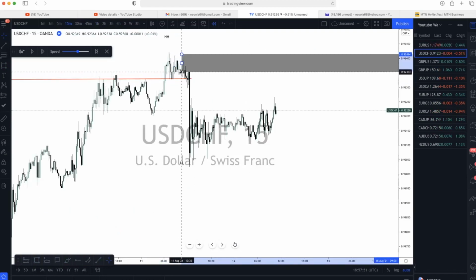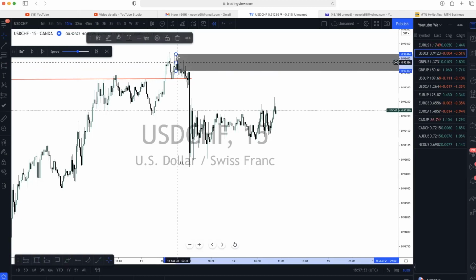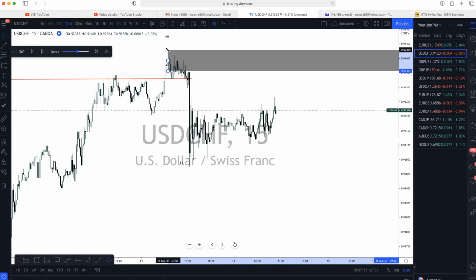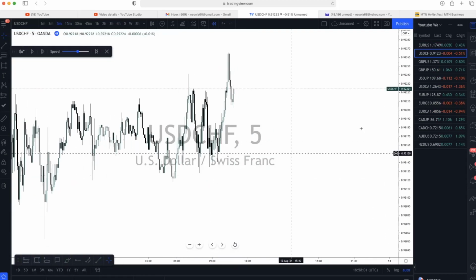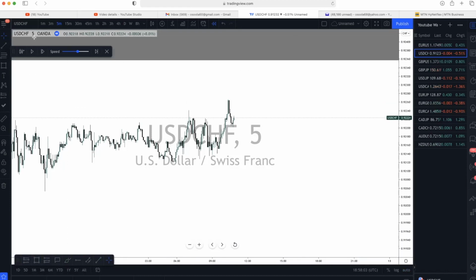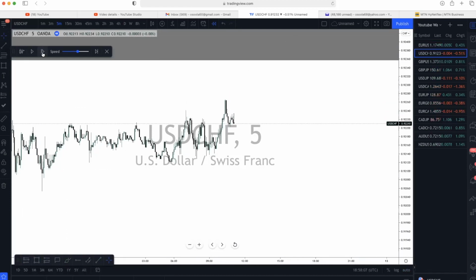I will refine it to this particular block in here. This is a higher zone that I'm looking at. So going back to the 5 minutes time frame, this is where I want to take my entry. So when price pulls back to this, I will be looking at the reaction of price action in that place, then for me to take this entry.